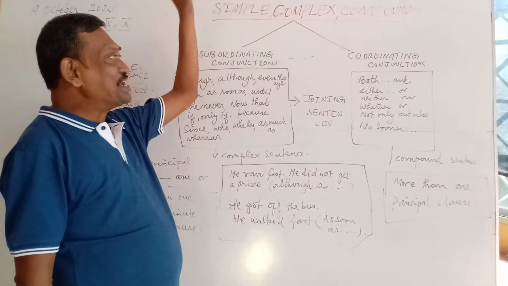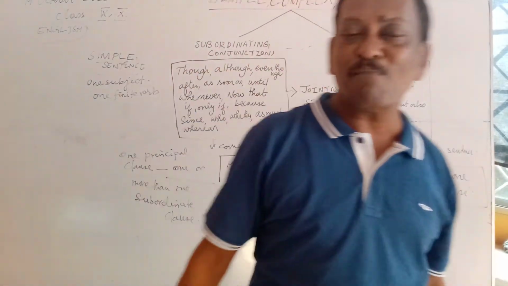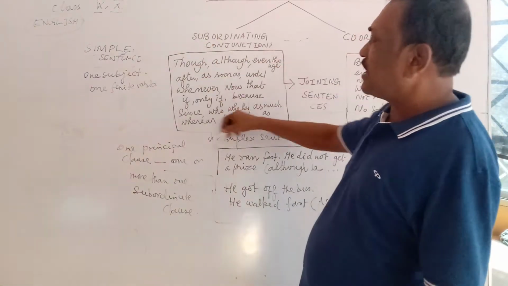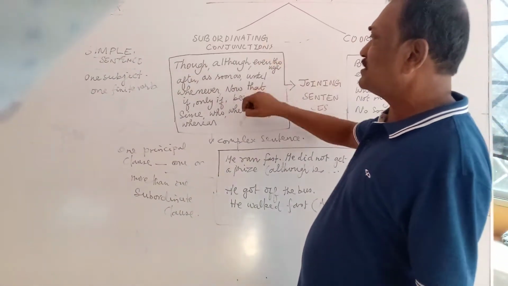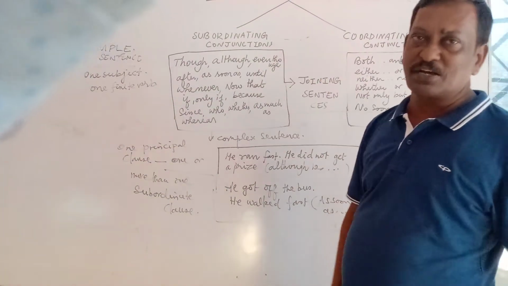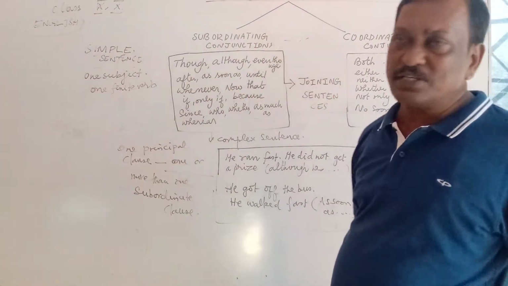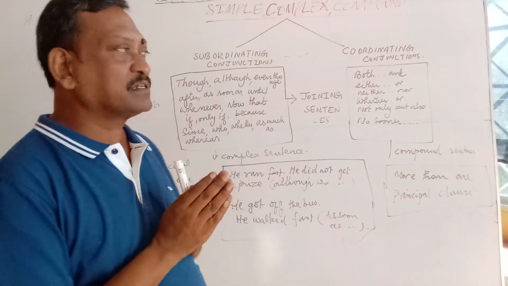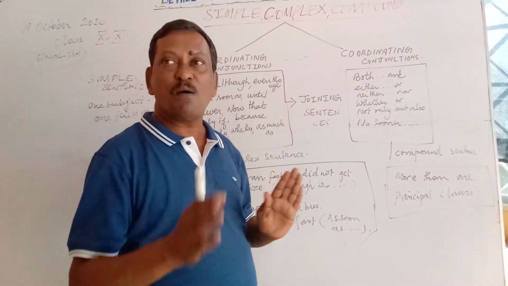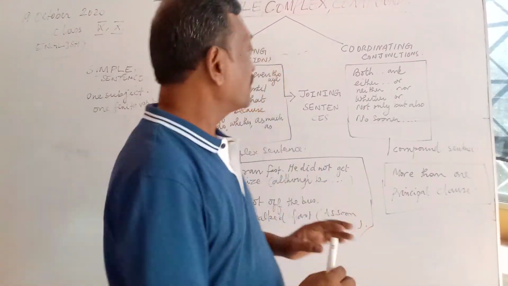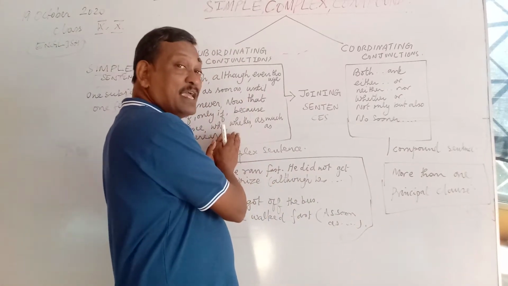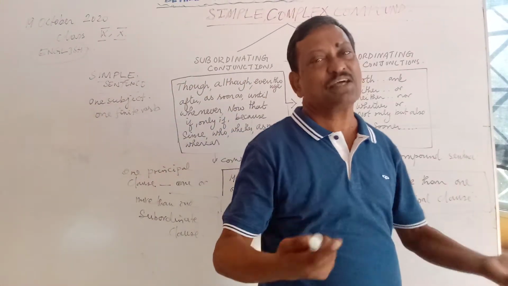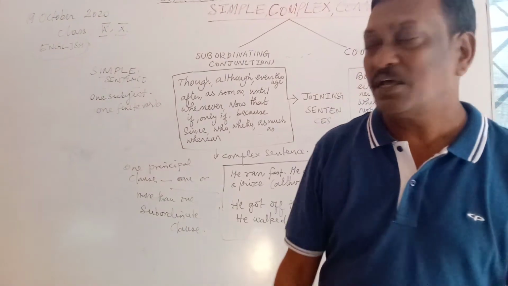Now, before we get into this topic, simple, complex and compound sentences, let us have a look at these conjunctions. There are two kinds of conjunctions, subordinating conjunctions and coordinating conjunctions. So before we discuss the simple, complex and compound sentences, we need to go through a basic structure, and that basic structure is nothing but the conjunction. What is a conjunction? First, we need to have an idea about this.